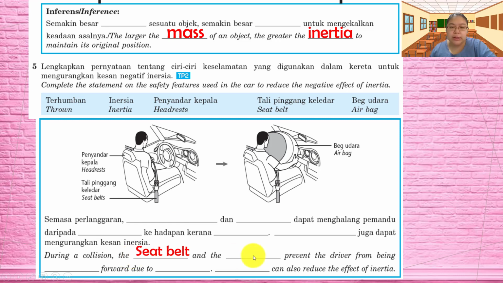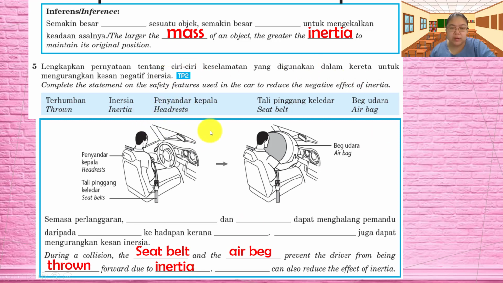Okay, number 2 is the airbag. It prevents the driver from being thrown forward. From here you can choose. Why were they thrown forward? Due to the inertia. Then after that, which one can also reduce the effect?